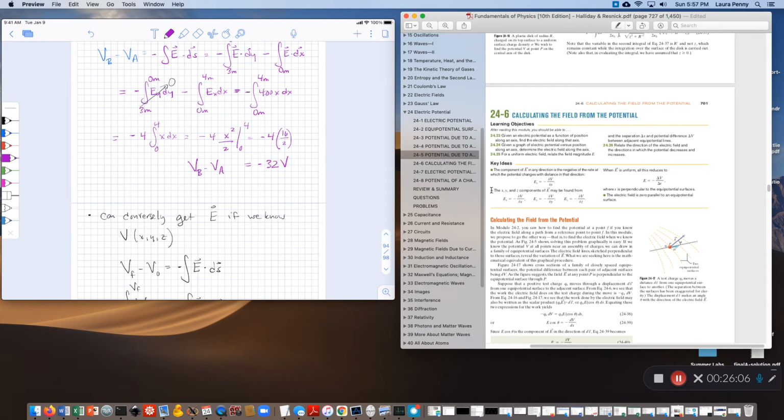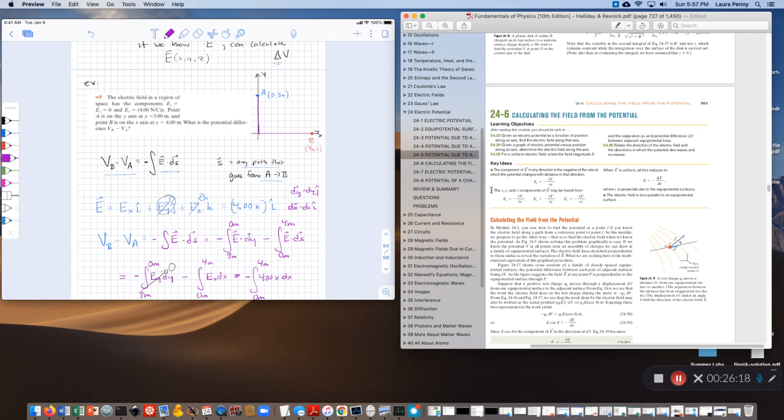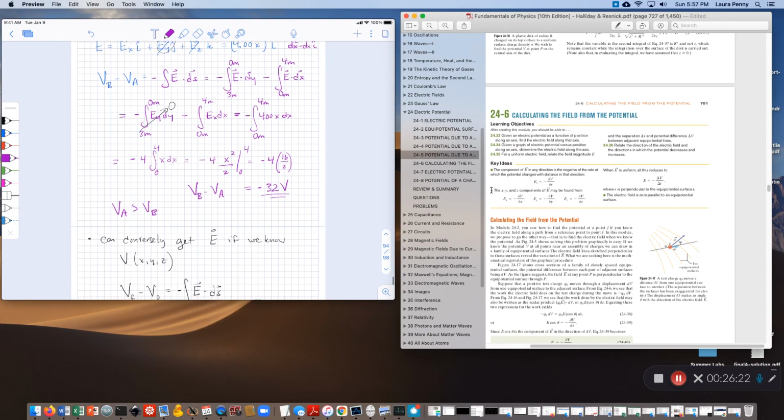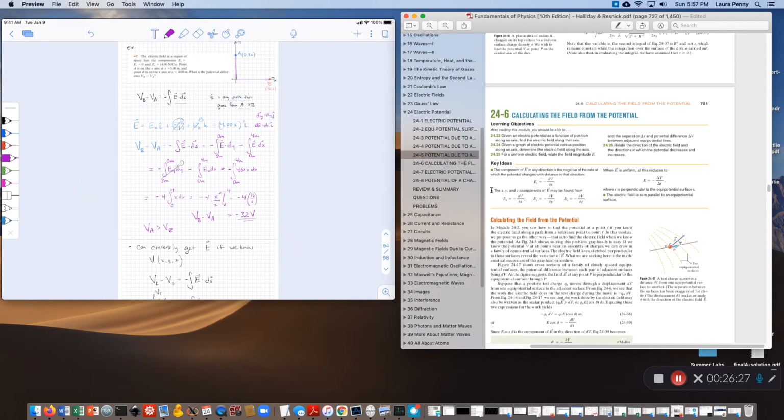My question, I think, said, which one is larger, V_B or V_A? Obviously, V_A is larger than V_B, looking at this value. Just to be clear on what's happening in that situation, our V_A is actually a larger value by 32 volts than V_B.